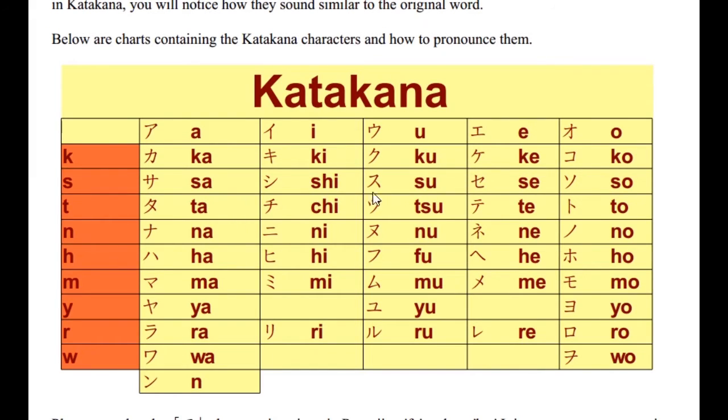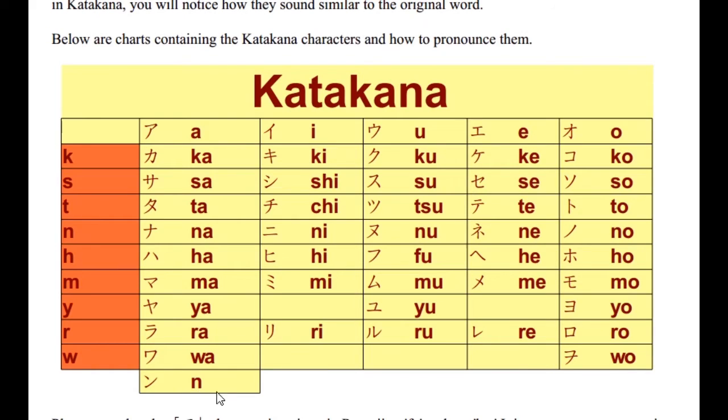Sa, shi, su, se, so. Ta, chi, tsu, te, to. Na, ni, nu, ne, no. Ha, hi, fu, he, ho. Ma, mi, mu, me, mo. Ya, yu, yo. Ra, ri, ru, re, ro. Wa, wo. And finally we have n.